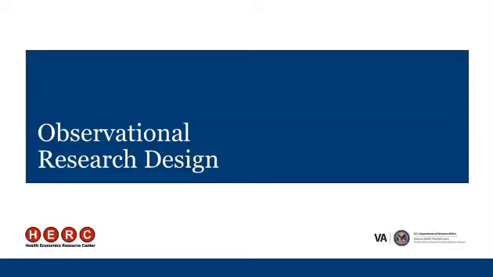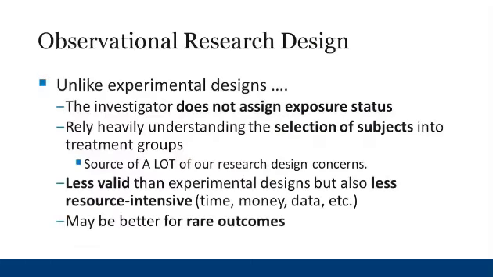So now we'll talk a bit more about the different types of observational research design. As I mentioned, unlike the experimental design, the investigator does not assign exposure status. Subjects are self-selecting into these groups. And because it relies heavily on an understanding of selection of subjects into the treatment groups, this is actually the source of a lot of our research design concerns: how these subjects are going into the treatment groups and what is the background on that.